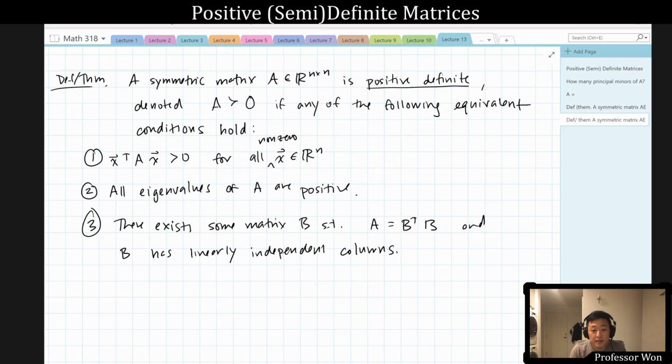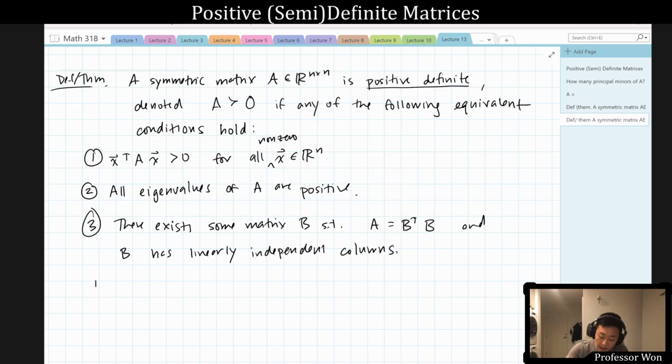Notice that B will not, in general, be a square matrix. I'm not saying that it's a square matrix. So I wouldn't say for some invertible matrix B. If B were square, then linearly independent columns would be the same thing as being invertible. Just that you can write it as B transpose B for some matrix that has linearly independent columns.